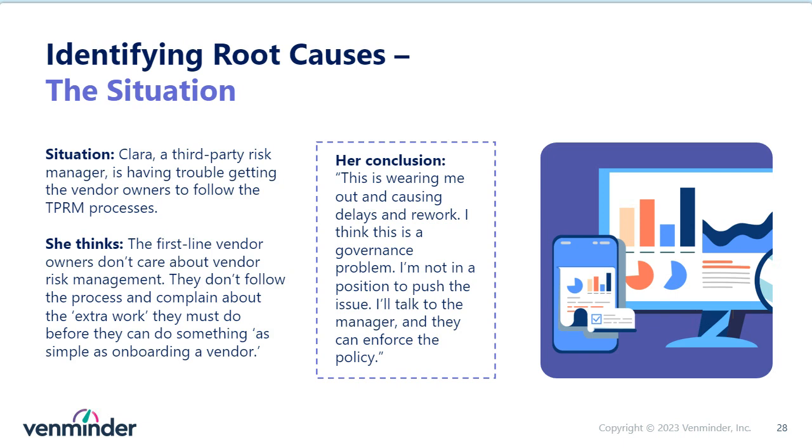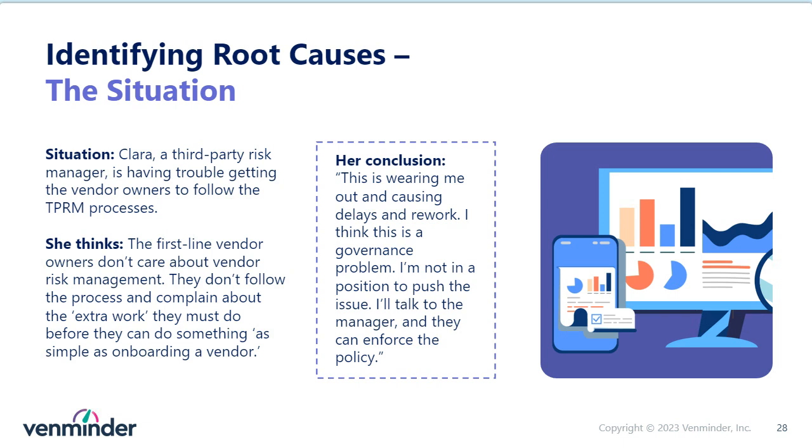So, of course, this is wearing her down because, like most of us, she doesn't have enough resources to get all of her work done, and now the first line isn't doing theirs. So she's spending a lot of time following up. She's sending reminders, and most recently, she's had to deal with a confrontational first-line owner. So she's kind of at the end of her patience, and she decides it's time to engage the business line manager to drive enforcement to the policy.